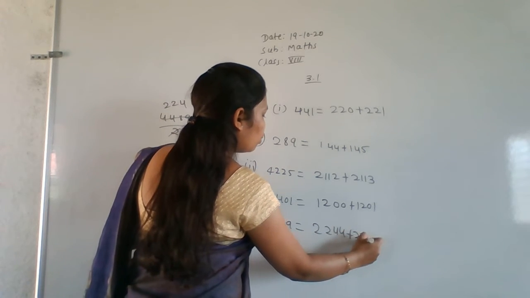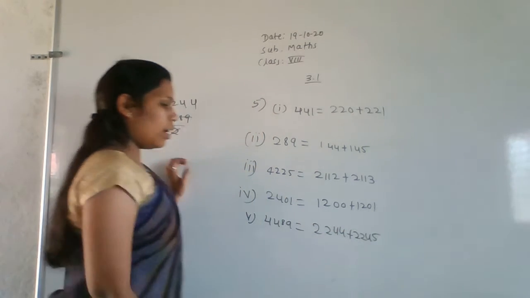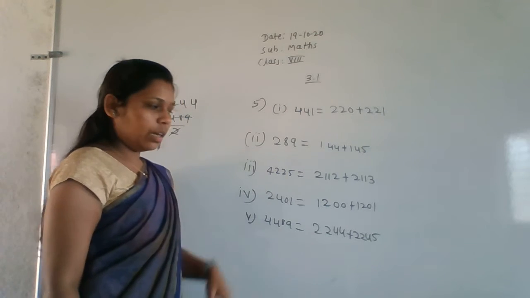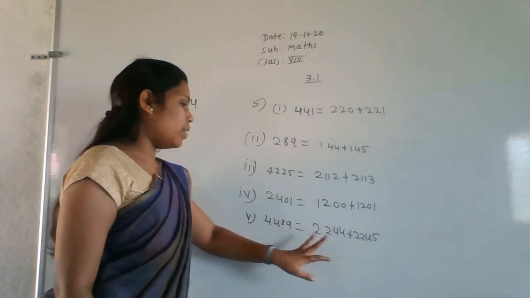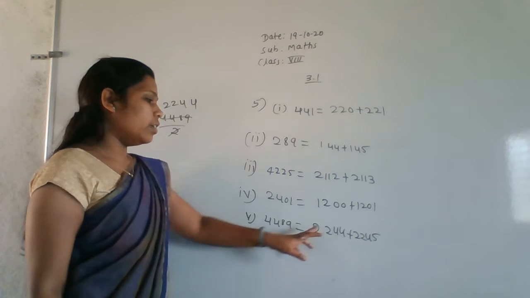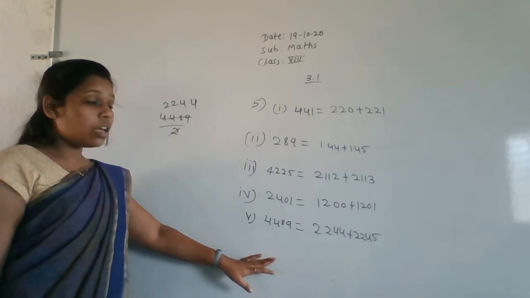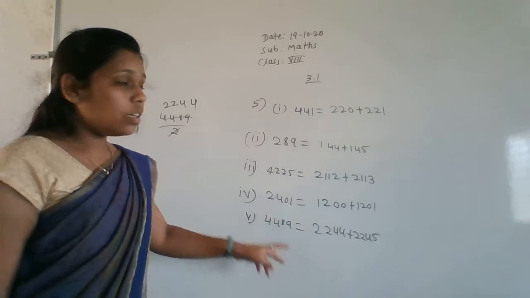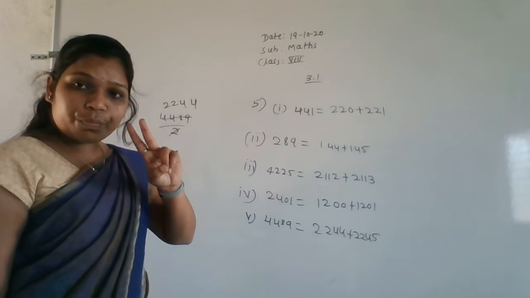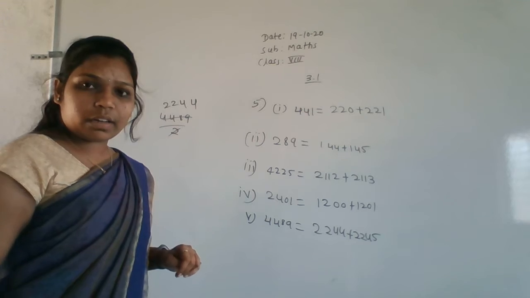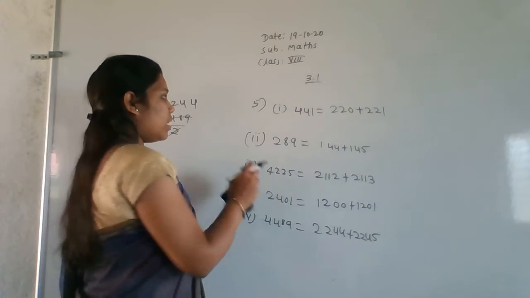2244 plus 2245. Add those numbers. You will get this number only. 4 plus 5 is 9, 4 plus 4 is 8, and 2 plus 2 is 4, 2 plus 2 is 4. You will get this number only. Okay, so because of that reason, divide by 2. You will get the answer. Okay, so I hope everyone is understanding.